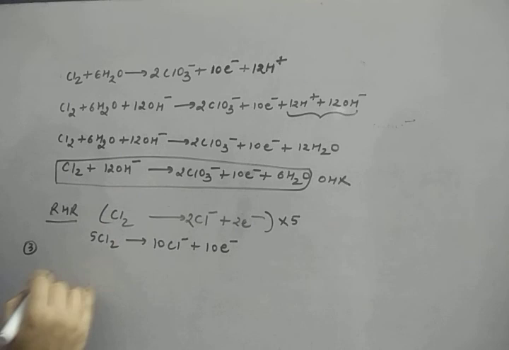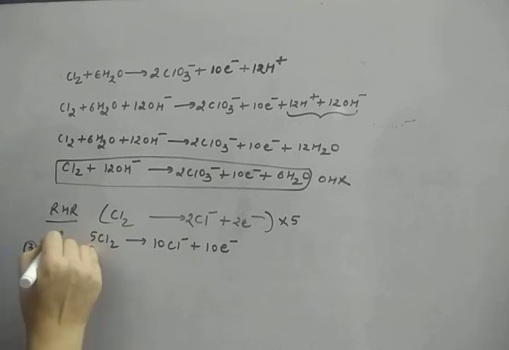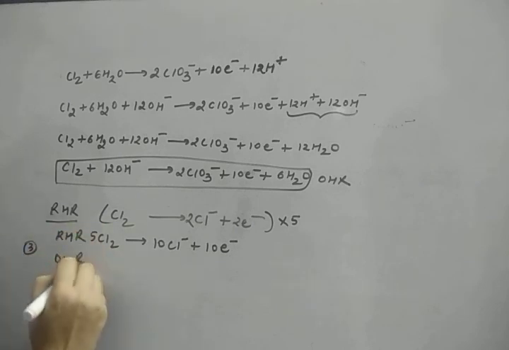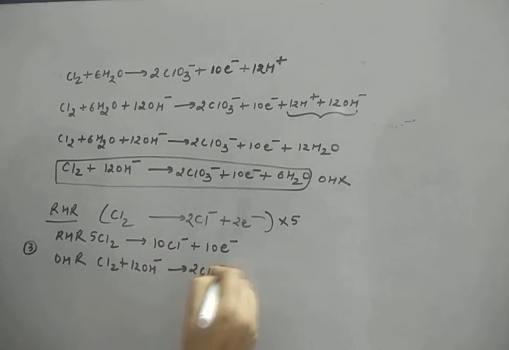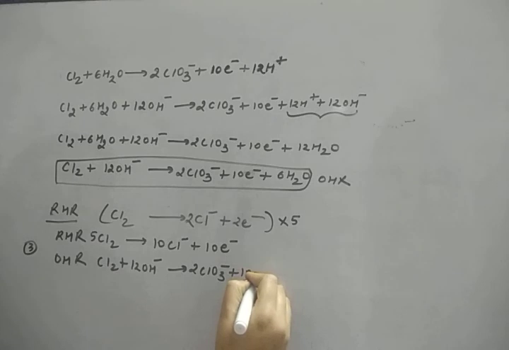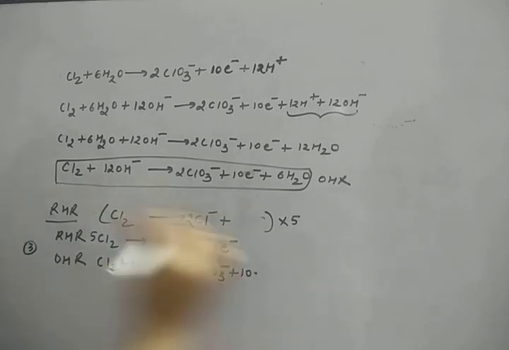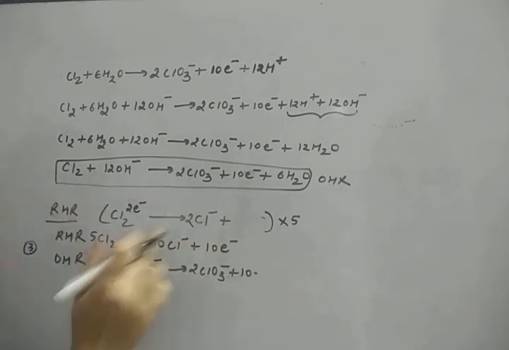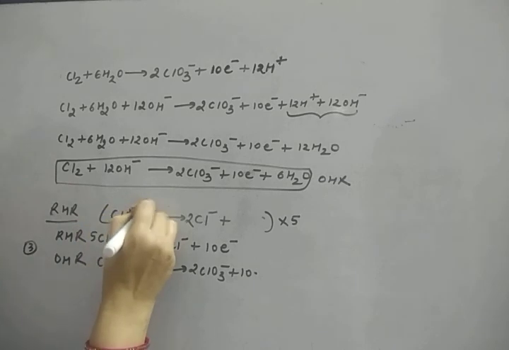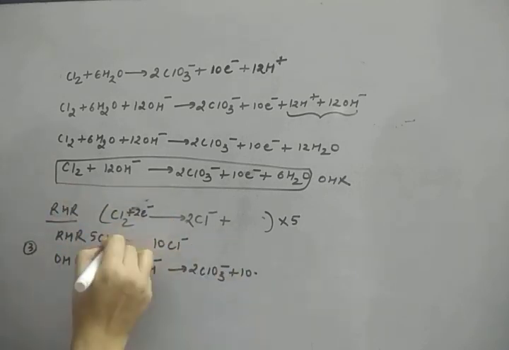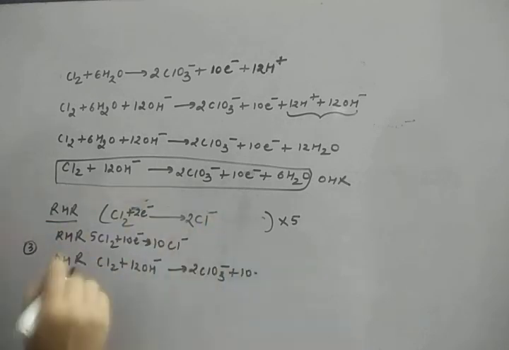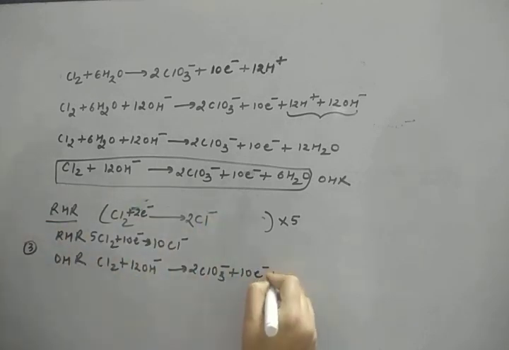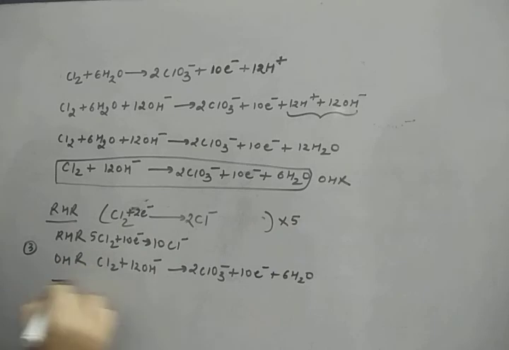And I will add the two half equations. So this is the reduction half reaction. And now I will add the oxidation half reaction. Sorry, 2 electrons will come here. Okay, because reduction means gain of electrons. So it is not 10 electrons here, but 10 electrons will come here. Okay, so 10 electrons plus 6H2O.